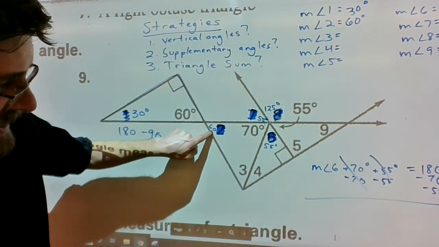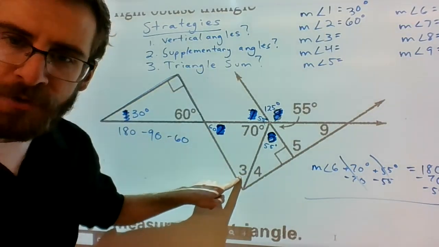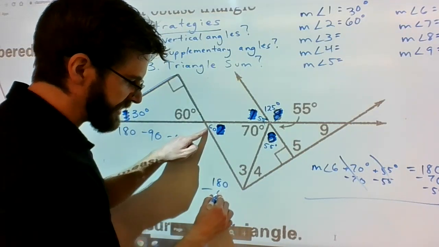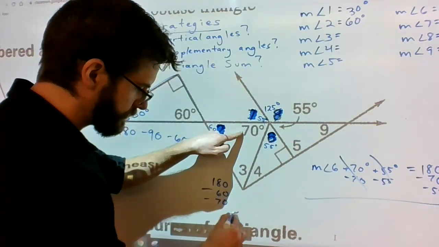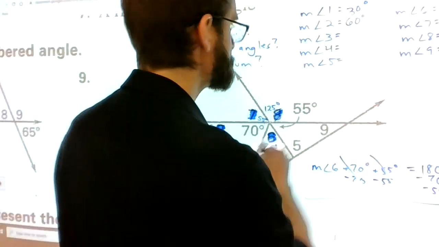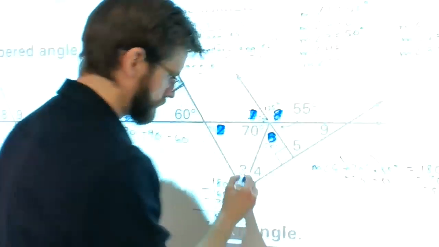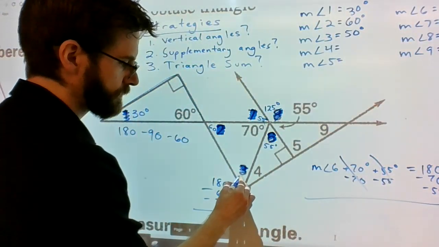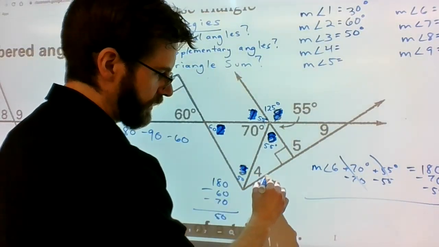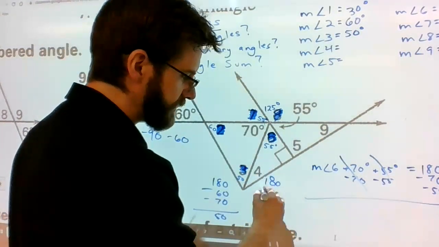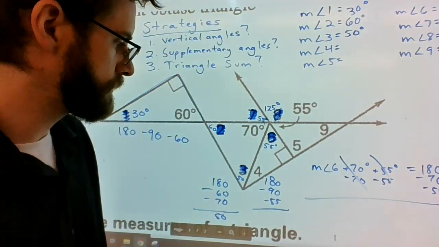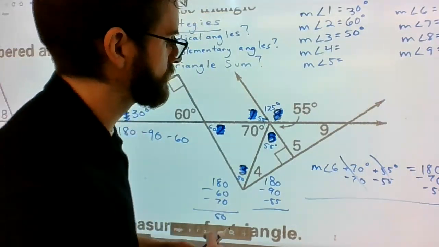Right here, 60, 70, angle 3. Angle 3 is 180 minus 60 minus 70. It's 50 degrees. Angle 4 is 180 minus 90 minus 55. Should be 35 degrees.